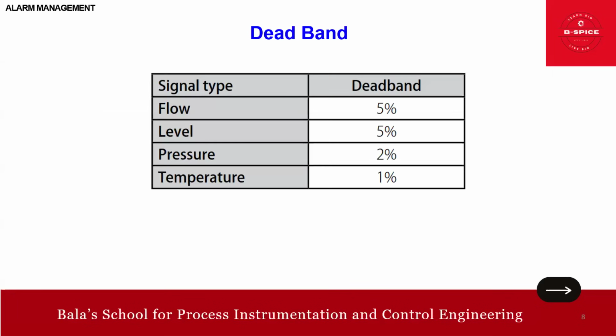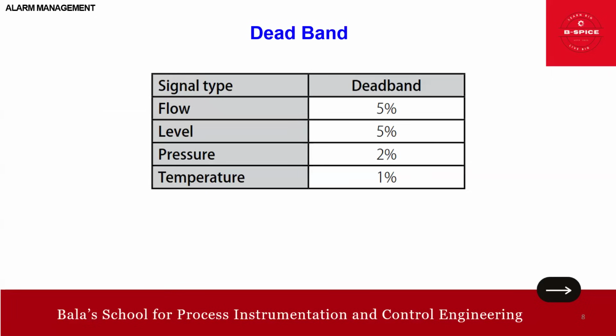Okay, then the famous one, deadband. You may be knowing this deadband, right? See, deadband is nothing but a hysteresis. It's a range around the alarm threshold within which changes in the process variable do not trigger a new alarm. Basically, it helps to prevent chattering, frequent toggling of alarms.